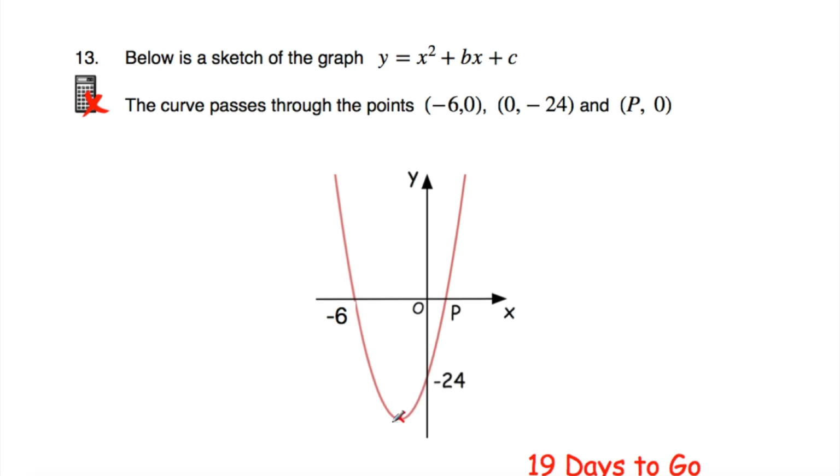So if we want to find the coordinates of this turning point, this point here, it'd be really handy if we actually knew the equation of the quadratic. So we want to find b and c. Now actually c, we can find that straight away, because we know that the y-intercept is equal to -24.